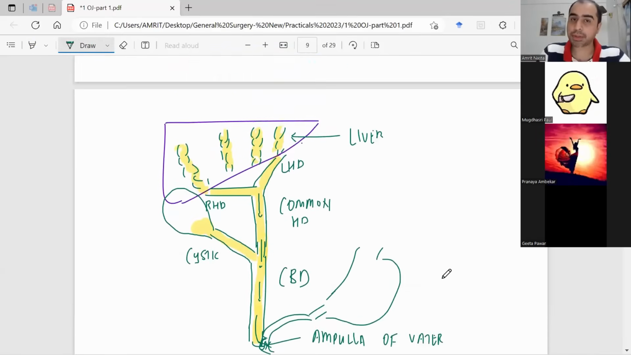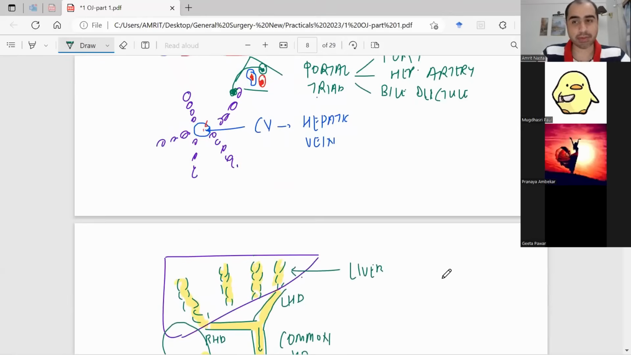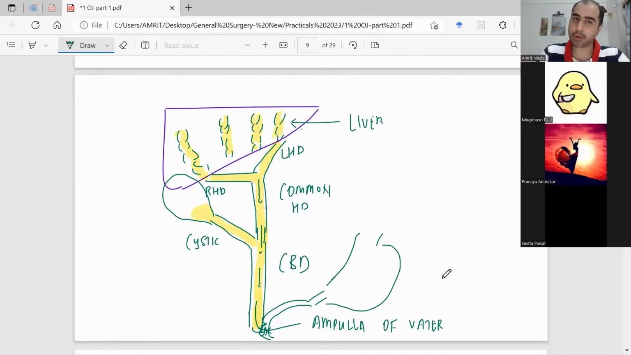Now when I say obstructive jaundice, this is what our disease is. There has to be a physical obstruction somewhere in this pathway, either in one of the hepatic ducts, or in the common hepatic duct, or in the common bile duct, or in the ampulla, but not in the cystic duct. Because even if there is a block over here, the pathway of bile is not affected. Cystic duct blocks will not give you obstructive jaundice. The block has to be in the flow of the biliary tree. So obstructive jaundice is jaundice that occurs due to obstruction anywhere in the biliary tree.